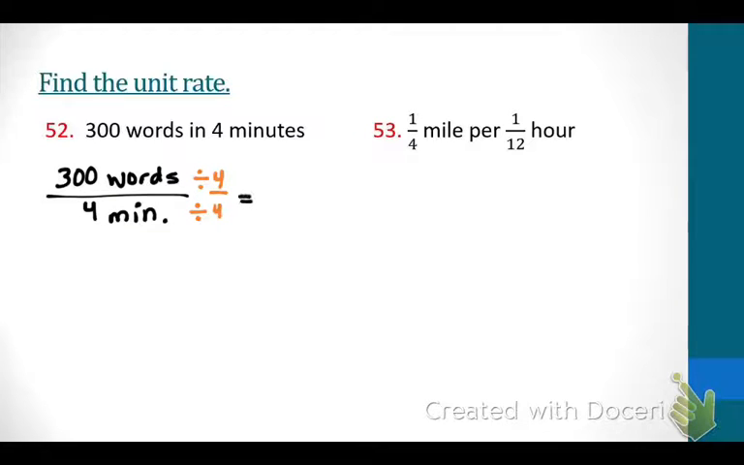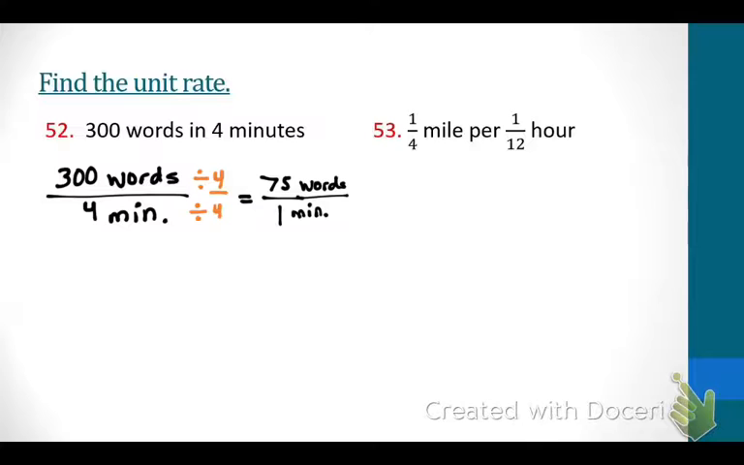Okay, when you do that, Einar, what do you get? Okay, he says 75 over 1. What am I missing here that I have to have? Units. For unit rate, you must have units attached. So, Einar, what would my units be? 75 words per 1 minute. You are correct. 75 words per 1 minute.